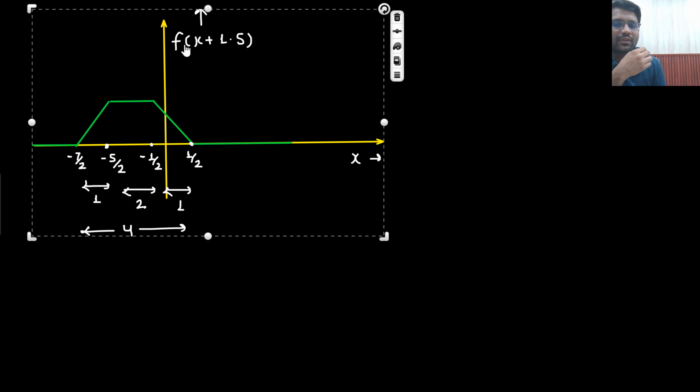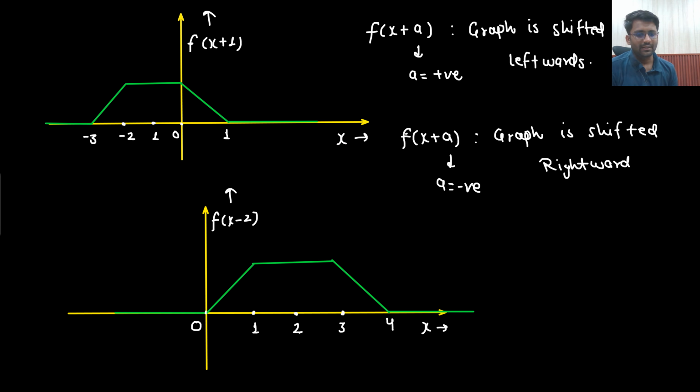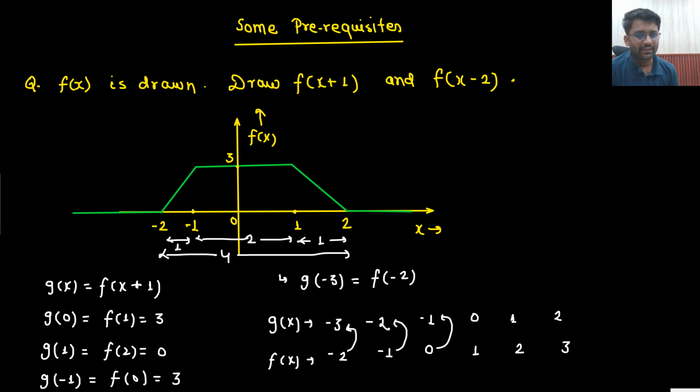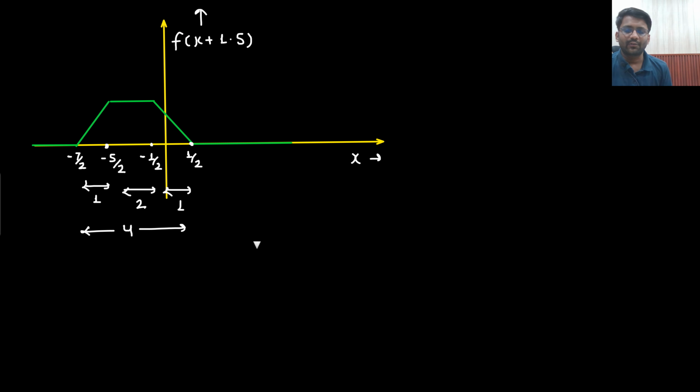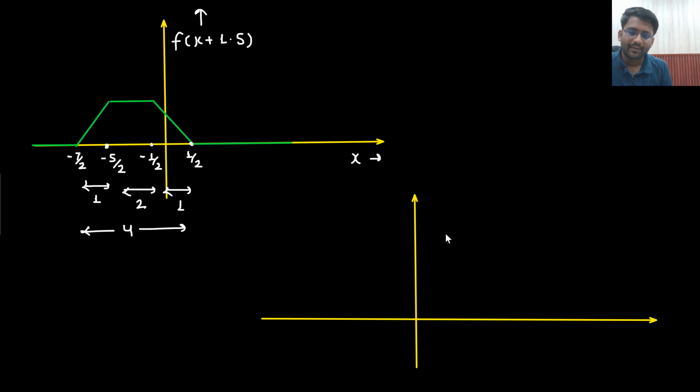Similarly, you can draw the graph of f of x minus 1.5 as well. Minus 1.5 means the graph will be shifted by 1.5 towards the right hand side. So similarly, you can draw those graphs as well. Understandable? So all these are crystal clear. Everything is absolutely understandable. So let's draw one more graph, f of x minus 1.5.